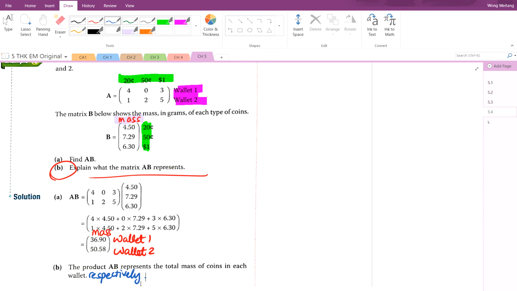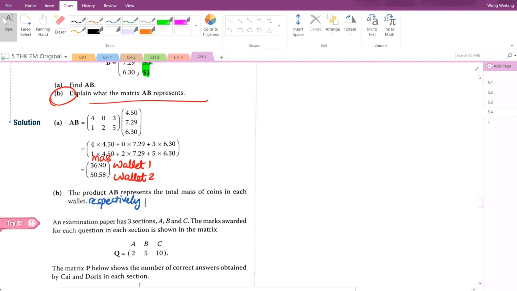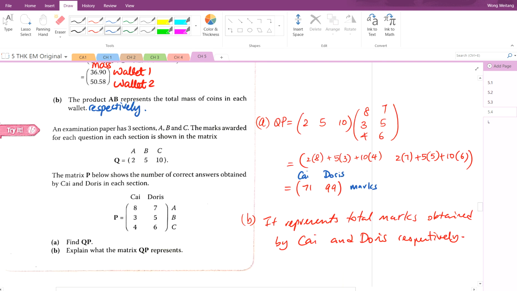Then you get to try it 16. If you were to transfer the headers, this is what you should get. Because the matrix Q represents the marks, and in matrix P, we've got the 2 persons as well as the 3 sections. So Ty and Doris and the marks. So the matrix must represent the total marks obtained by the 2 of them respectively. Straightforward.